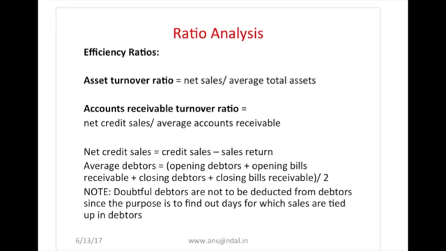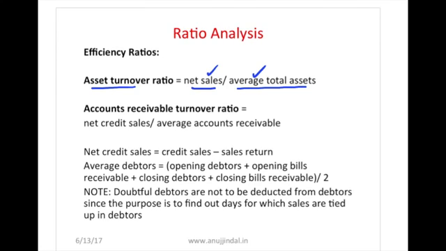The next is asset turnover ratio. So asset turnover ratio is net sales upon average total assets. It is very easy. Net sales, you understand, sales minus sales return, and average total assets is total assets in the beginning plus total assets in the end divided by 2. It gives you average total assets.